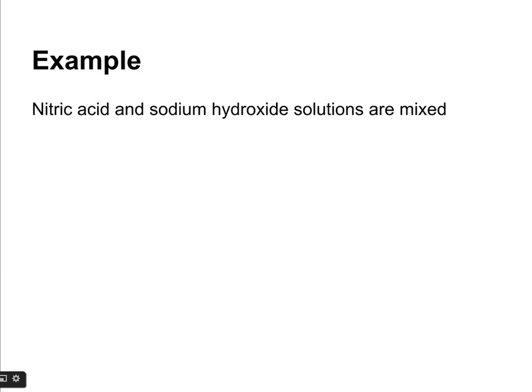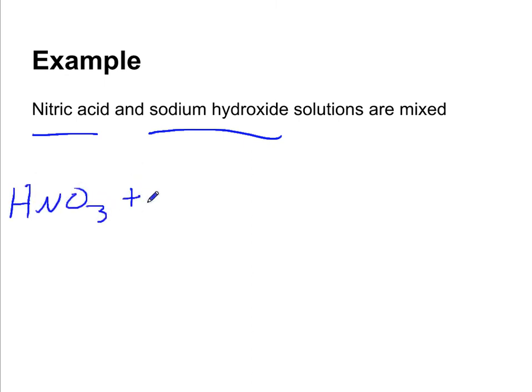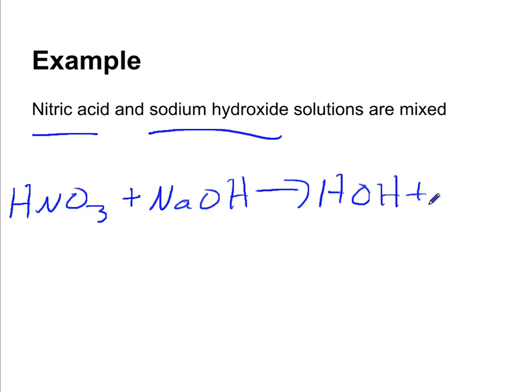And one last example. Remember, strong acids and bases are going to be broken up into ions. Weak acids and bases are not. Nitric acid is a strong acid, and sodium hydroxide is a strong base. So our complete balanced equation would be HNO3, our nitric acid, plus sodium hydroxide. That's going to yield HOH, or H2O, plus sodium nitrate.